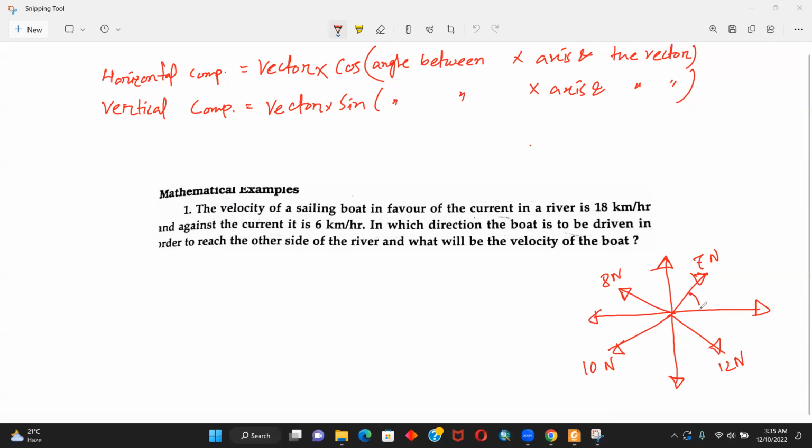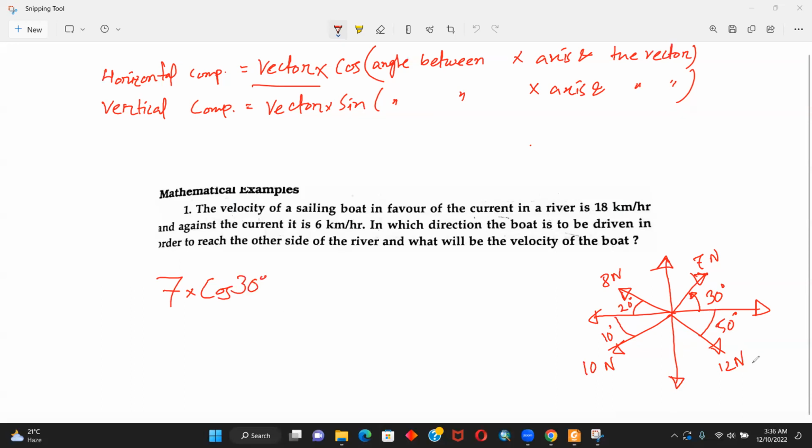So now, say the angle is given. This is 30 degrees. And then this angle is also given, which is 20 degrees maybe. Now this angle is given, which is 10 degrees. And this angle might also be given, which is, say, 50 degrees. So what you have to do, for 7 newton, just write down the vector. Then cosine, then the angle between the x-axis and the vector, which is 30 degrees, in the anti-clockwise direction, right? Understanding my point? Okay.